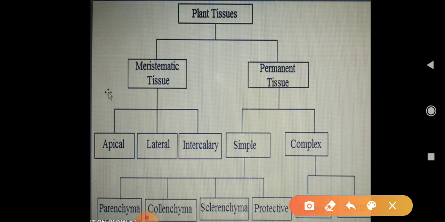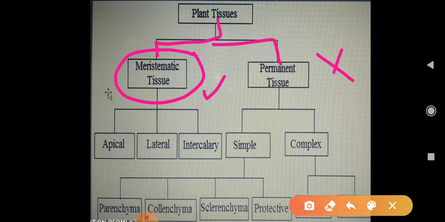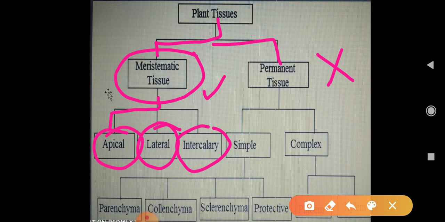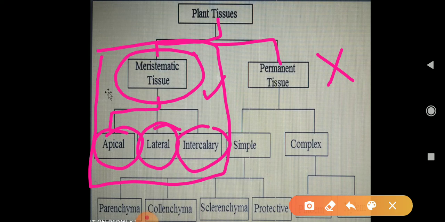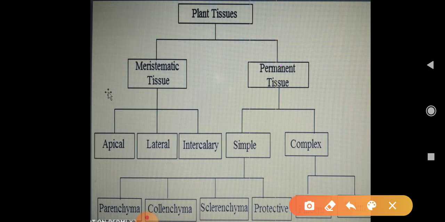Okay, see, plant tissues are of two types. First is the meristematic tissue, second is the permanent tissue. Meristematic tissue has the capacity of division and permanent tissue does not. Now, meristematic tissue is of three types. One is called apical meristem, second is called lateral meristem, and third is called intercalary meristem. Is it okay? Now, see, this was the classification of the meristematic tissue. It is finished.